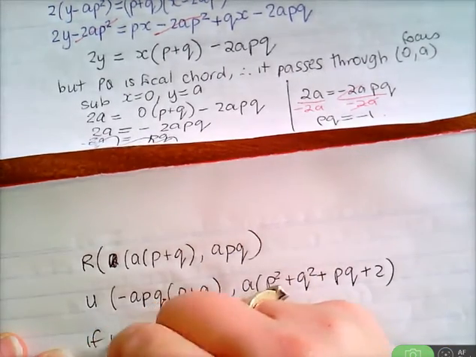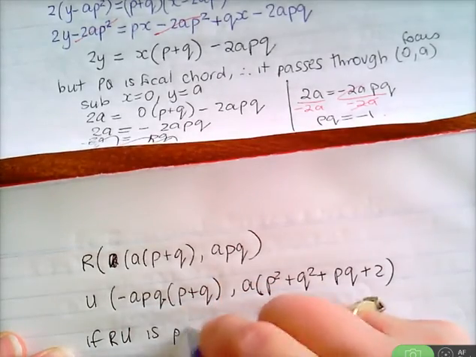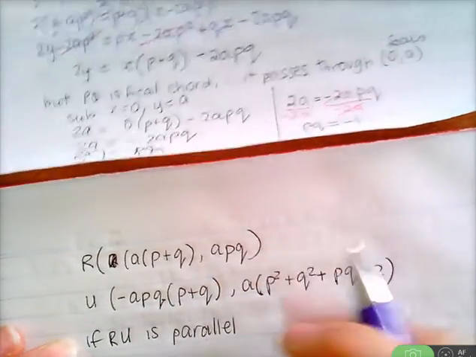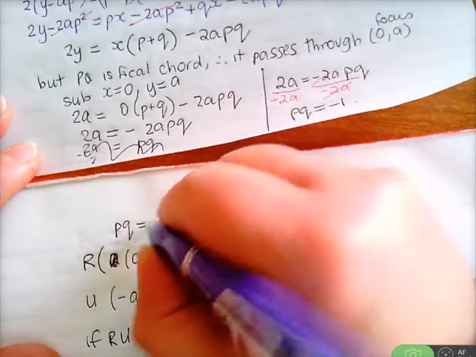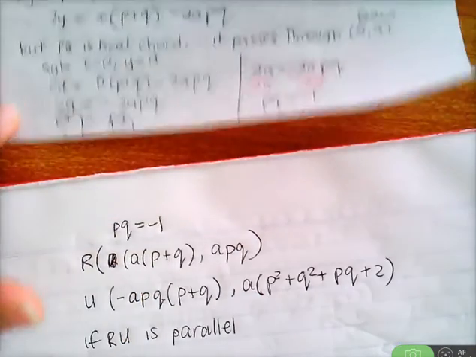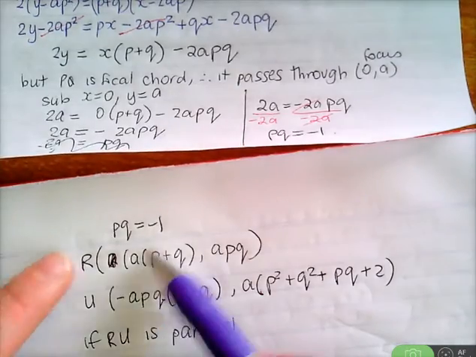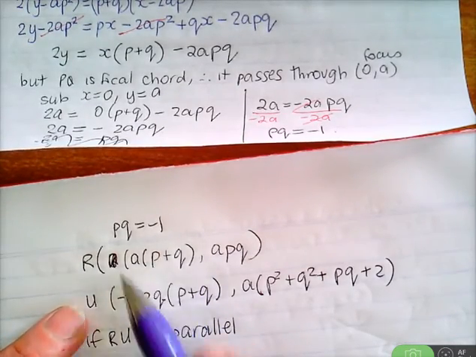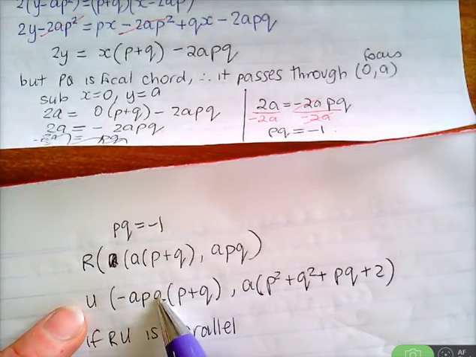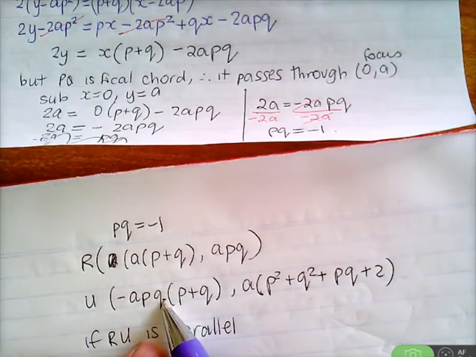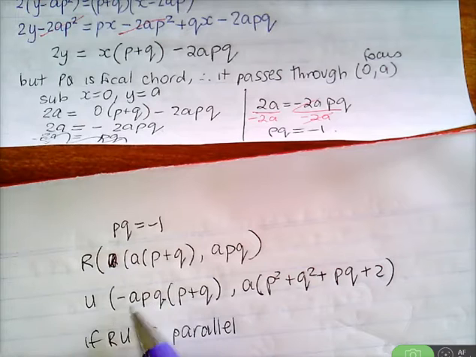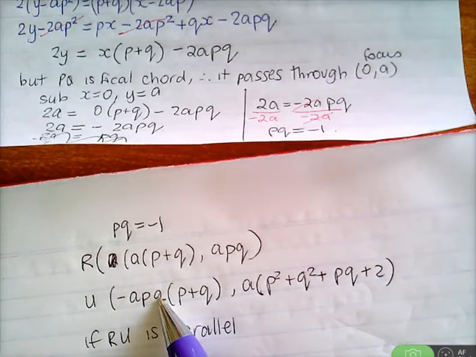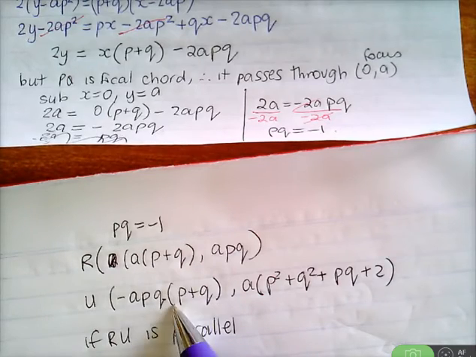So, if RU is parallel, so that's what R is, that's what U is, and from the page before we know that PQ is -1. That's what we've done so far. So we know the coordinates of R, we know the coordinates of U. They're almost the same except for this PQ being here, but we've just worked out that PQ is -1. What happens when you put PQ is -1 here? You get positive a(p + q), which is the same as that.